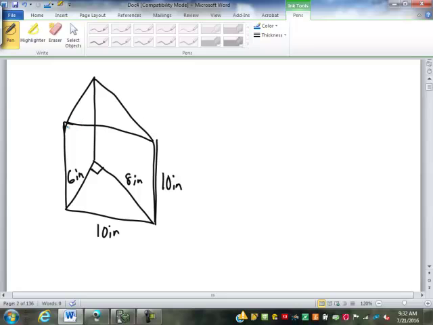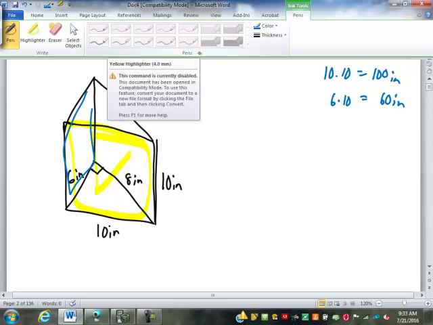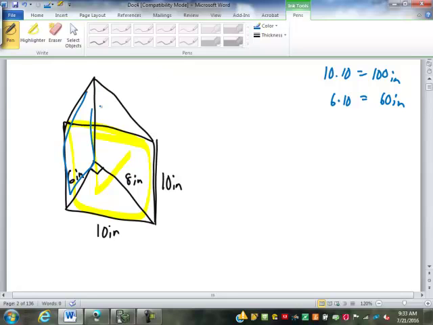Okay, if you were doing the surface area, you could find 10 by 10 would give you the area of this front rectangle. Would give you 100 square inches there. What would be next? You could do 6 times 10 for this back one, yep. Which would be 60. That would be this one over here. Then you'd have 8 times 10 for this one. Would be 80 inches squared.